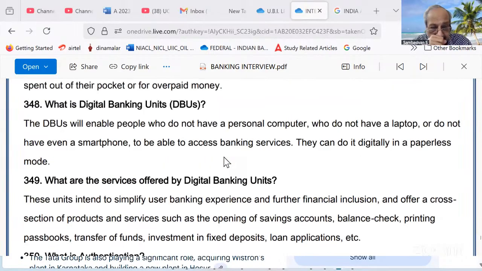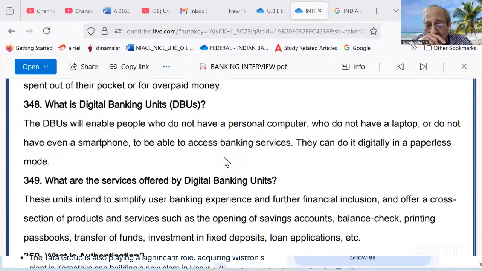348. What is digital banking units? The digital banking units will enable people who do not have a personal computer or a laptop, or do not even have a smartphone, to be able to access banking services. They can do it digitally in a paperless mode. That's what I told you.